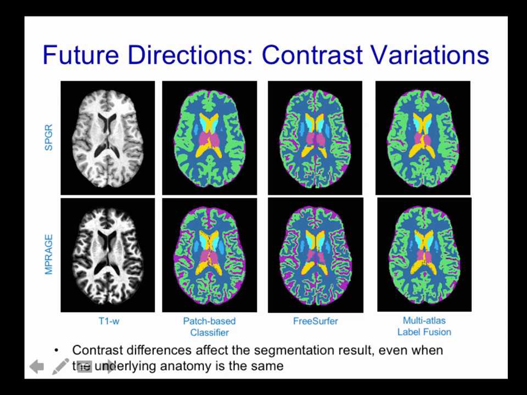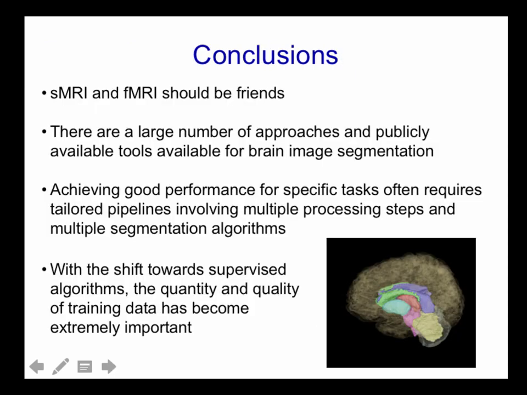All right, and then one final aspect is that if you acquire MR images with different protocols from the same patient, and you apply the segmentation algorithms to those different images, MP-RAGE and SPGR in this case, you'll get different results, even though the underlying anatomy is the same. So this is a disappointing property of segmentation algorithms, but they are dependent on the protocol that you use. So this is another area of interest in the future.